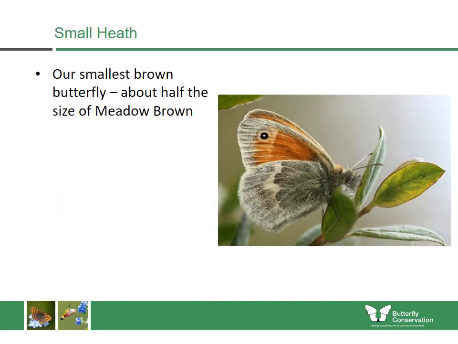Then on to the small heath. This is one of our smallest brown butterfly species. It's about half the size of a meadow brown. They look quite orange in flight, and if you look at the orange of the underside of the wing here, that is the same colour which is present on the entire upper surface of the butterfly. So as they fly along, they look like small orange butterflies flying through short grassland, but whenever they land, they can be harder to see.